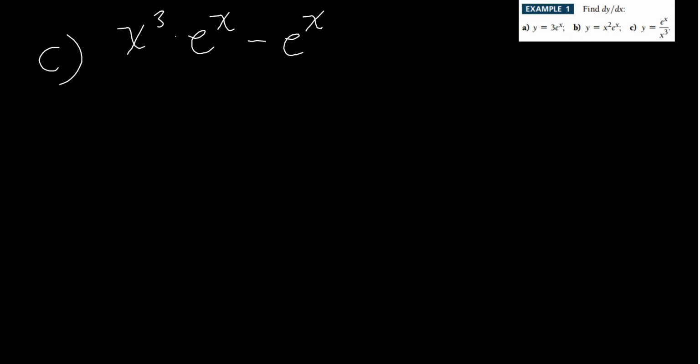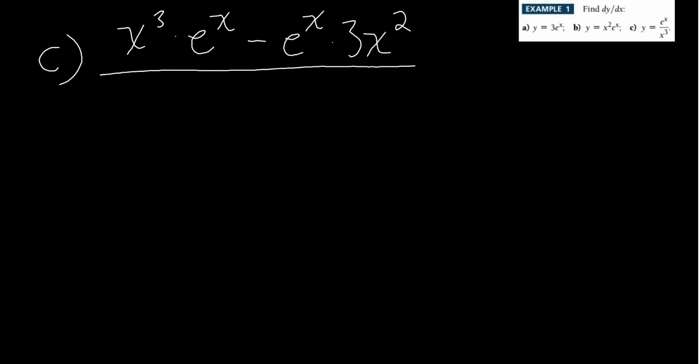It appears we're going to be doing the quotient rule here because we have a quotient. So C, we have y is equal to e to the x over x cubed, right? Again, we have to do low d high minus high d low. So low, which is x cubed, times the derivative of high, which is e to the x, minus high d low, which is e to the x, times the derivative of the low, which is 3x squared.